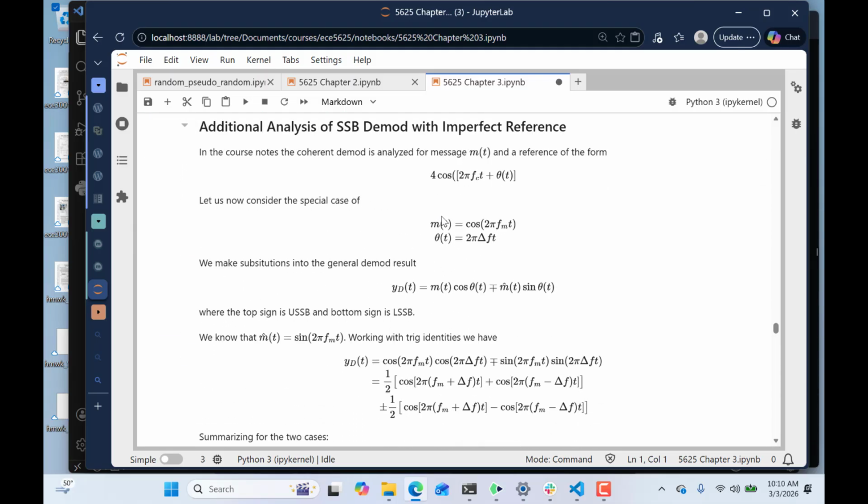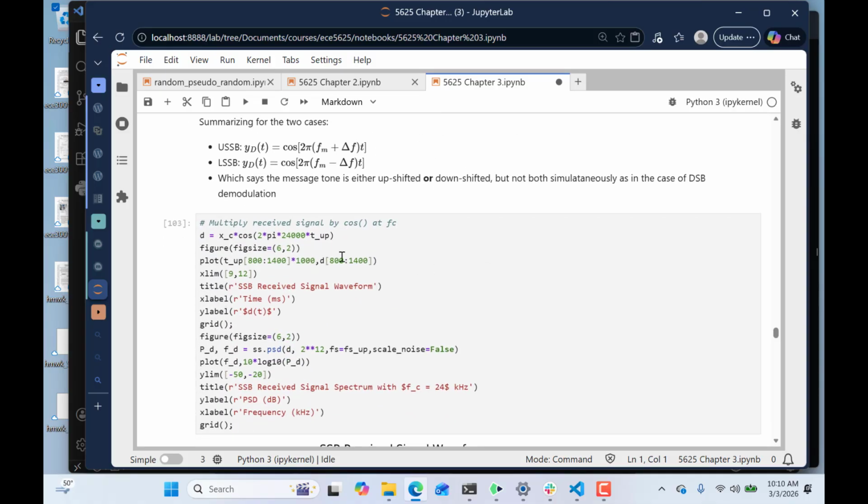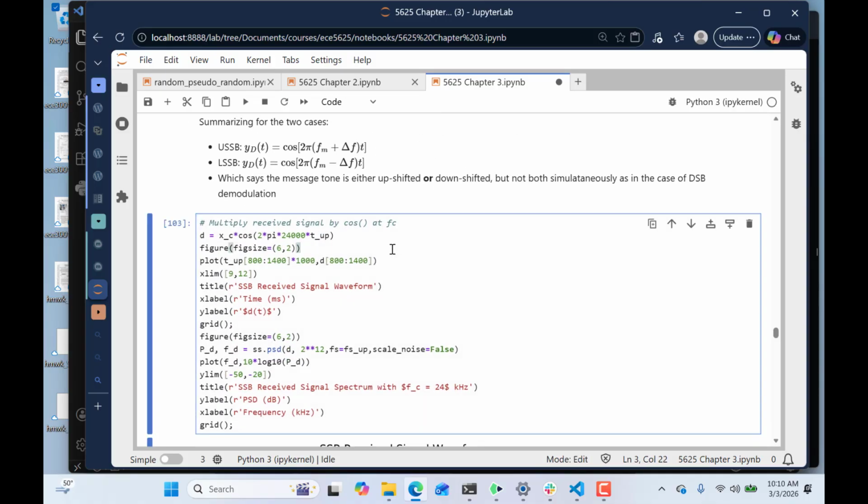So now we're going to coherently demodulate it. I'm going to coherently demodulate it with the 24 kilohertz.